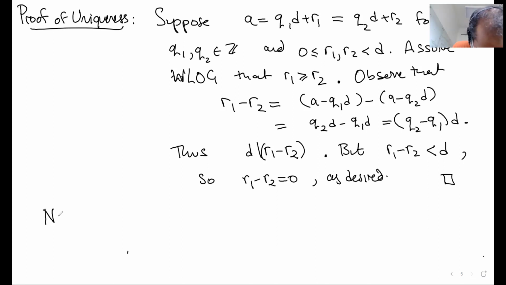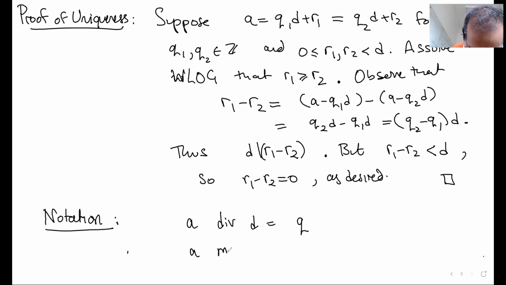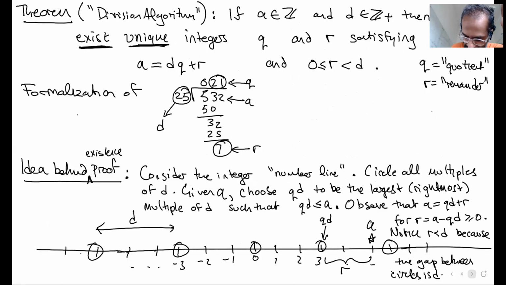Okay, so the notation we're going to use to talk about remainders. Remainders are going to be very important. A div D equals the quotient and A mod D equals the remainder. Mod is short for modulo. And this brings us to the next topic, which is modular arithmetic. All you need to know is this division algorithm.